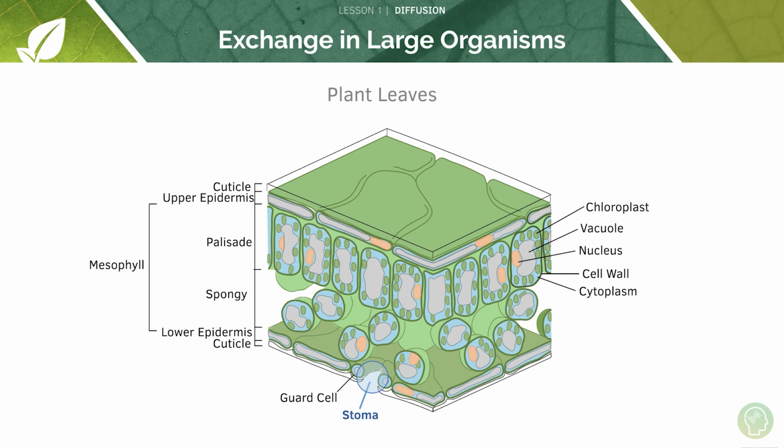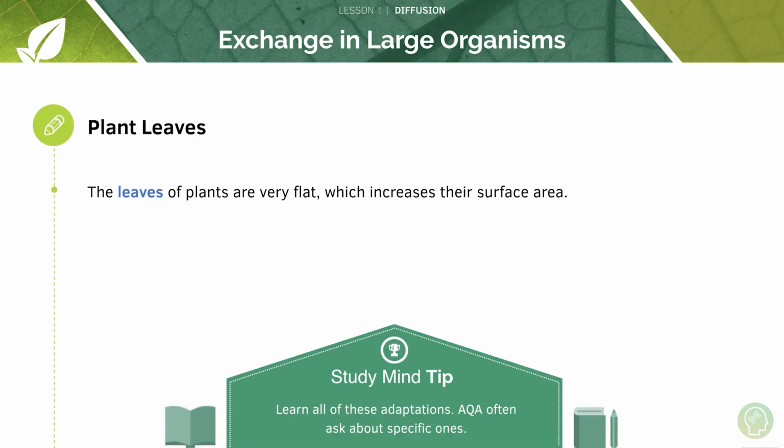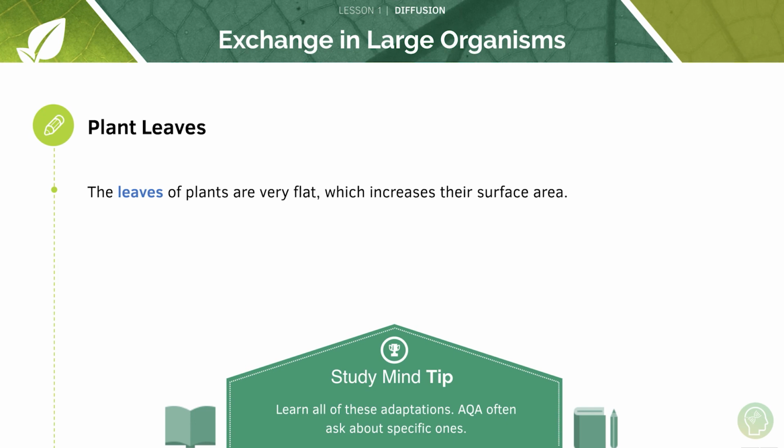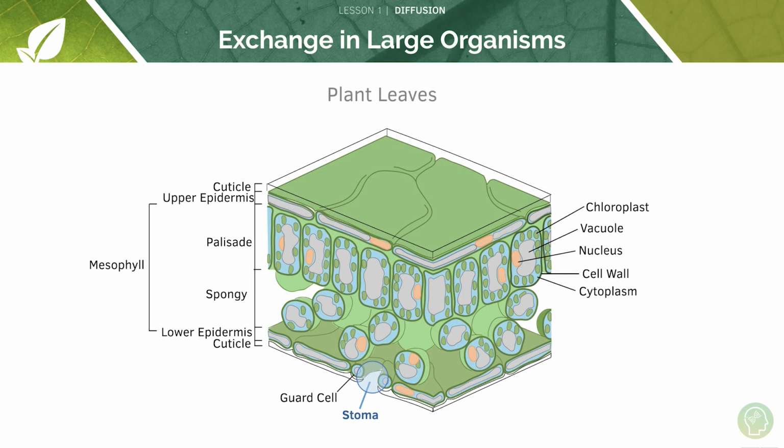And just to remind you of the structure of a plant leaf. So we also have stomata, which maintain the concentration gradient and allow gases to move into and out of the leaves because they control the gaps in the leaf surface. And as well as that, the leaves of plants are very flat, which increases their surface area. So you can see how organisms are adapted.